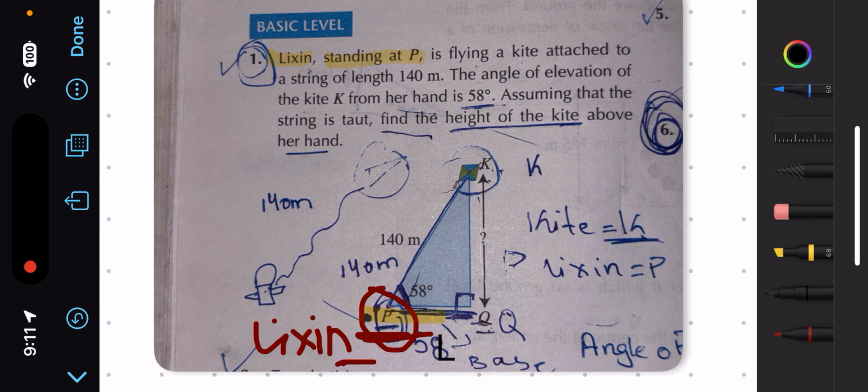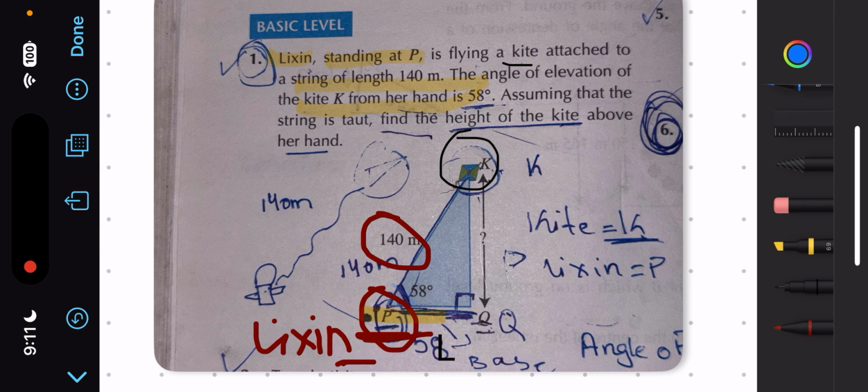Then we got to know that Lixon is flying a kite attached to a string of length 140 meter. He is flying a kite which is in upward direction, means it is forming an angle of elevation, and the distance from Lixon to the kite is 140 meter. Then we got to know that the angle of elevation of the kite K from her hand is 58 degree. This angle of elevation is forming an angle of 58 degree. So the distance from Lixon to the kite is 140 meter, and the angle of elevation is 58 degree.